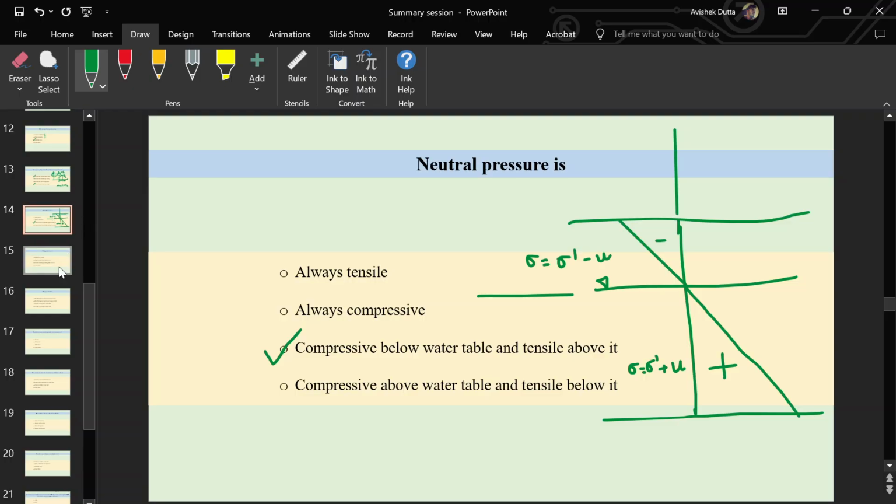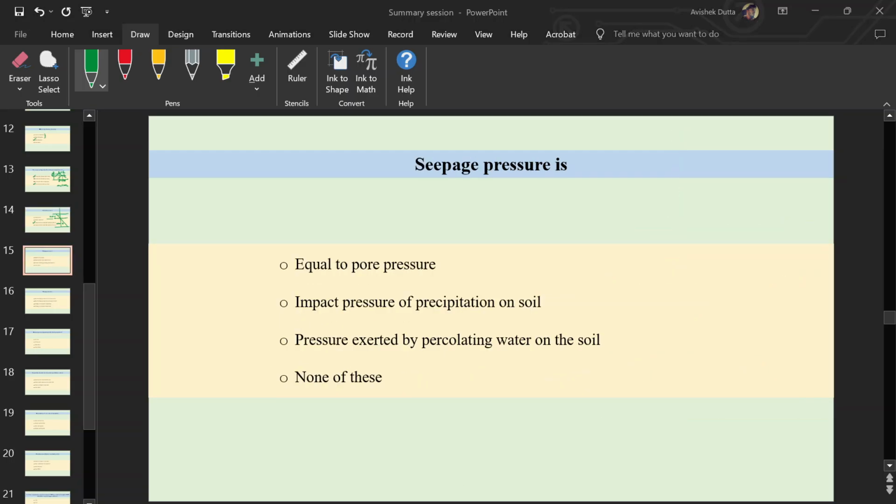Okay. Next question. Seepage pressure is a very easy question. What is the correct answer?